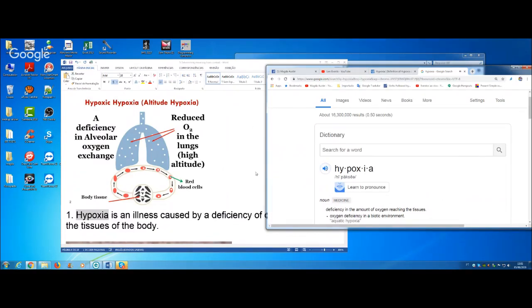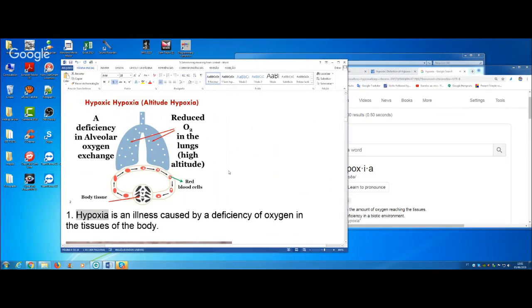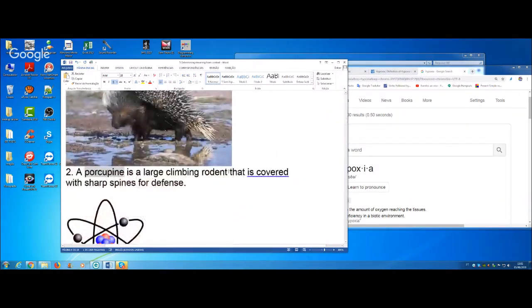Hypoxia is an illness caused by a deficiency of oxygen in the tissues of the body. So what's hypoxia? It's an illness. Simple like that. Number two is yours. A porcupine is a large climbing rodent that is covered with sharp spines for defense.